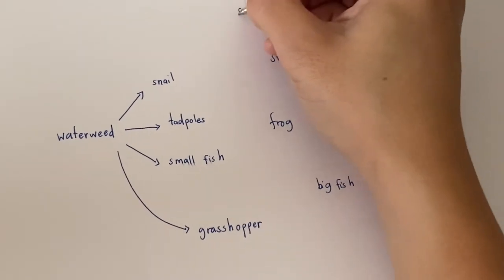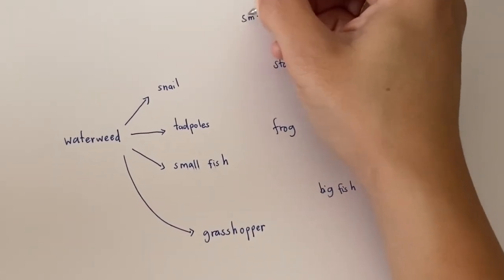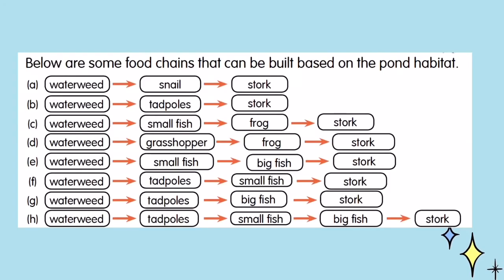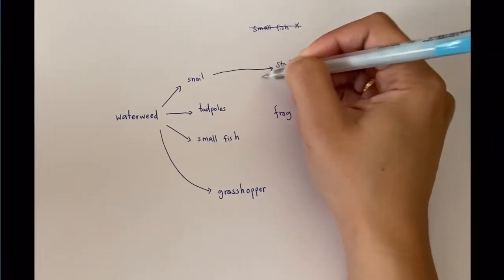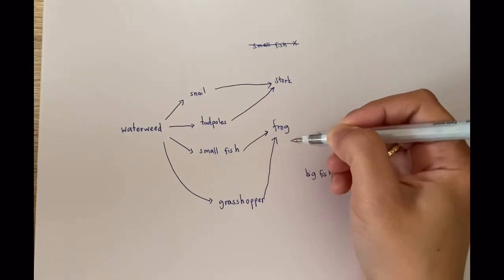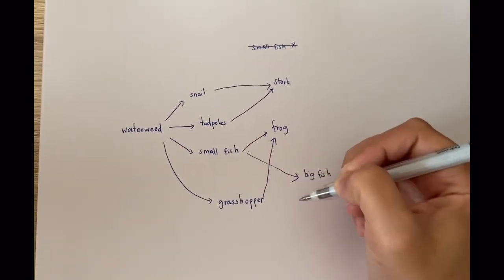Don't write more than 1 animal in a food web. For example, like small fish. Next, identify the animal that eats frog, big fish, and small fish, which is stork. A stork is already written down. Finally, we draw all the arrows which is eaten by based on the food chains just now.